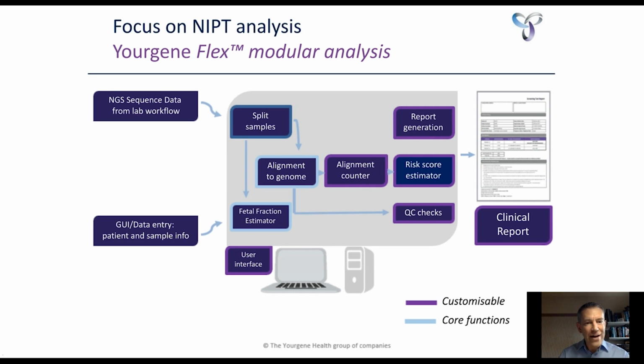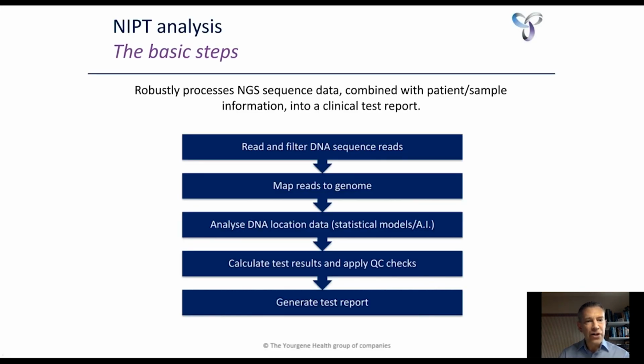But I'm just going to go into now a little bit more about these and talk about how we can meet those needs that we identified earlier. So the basic steps in an NIPT analysis pipeline: what the pipeline ultimately does is it robustly processes the sequence data, combines it with the patient and sample information, and outputs a clinical test report.